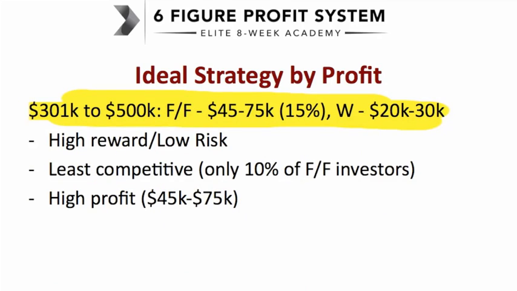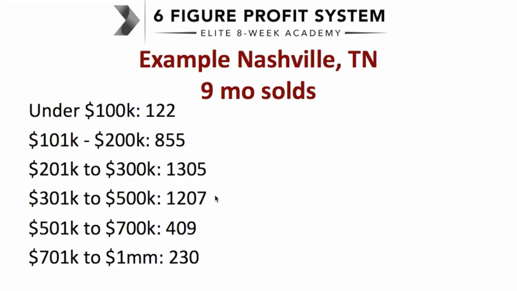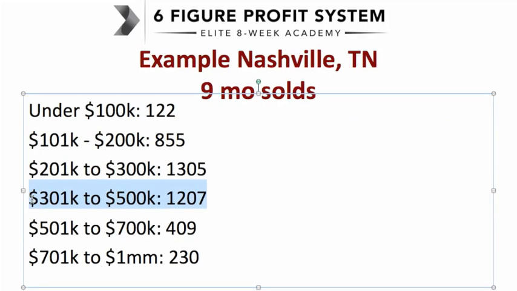So that's it. The ideal strategy by profit is the 300 to 500,000. When we go back to our market breakdown in Nashville, for example, that aligns pretty well. It's pretty healthy, both of these. This one's 13.05. This one's 12.07. It's the highest points in the market. That's telling us that we've got a really healthy volume of sold transactions between 3 and 5 and 2 and 3 as well. But primarily 3 and 5 is what we're looking at.